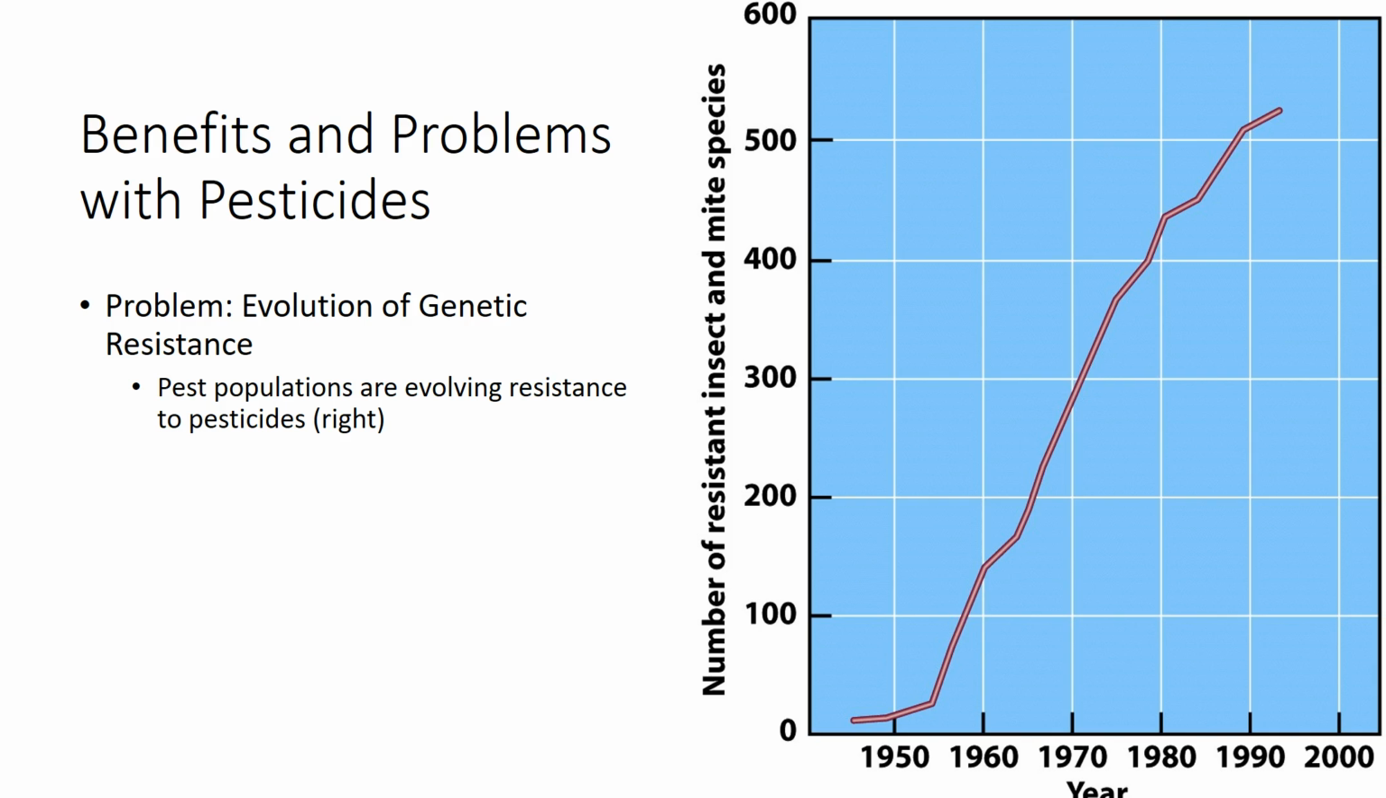So if you look at this graph, for example, between 1950 and the mid 1990s, we can see the number of resistant insect and mite species that were resistant to a particular pesticide over time, right? Just like we see again with antibiotic resistant bacteria, we get pesticide resistant insects over time. Okay. Also happens with weeds, by the way. We're seeing lots more plants now showing some genetic resistance to Roundup, as a matter of fact.